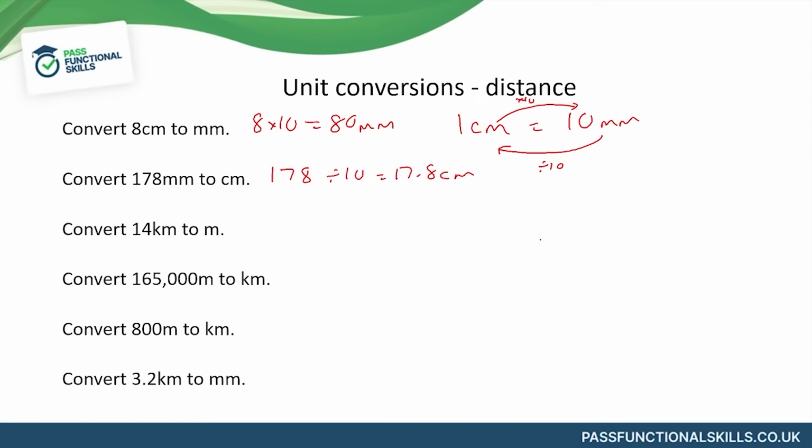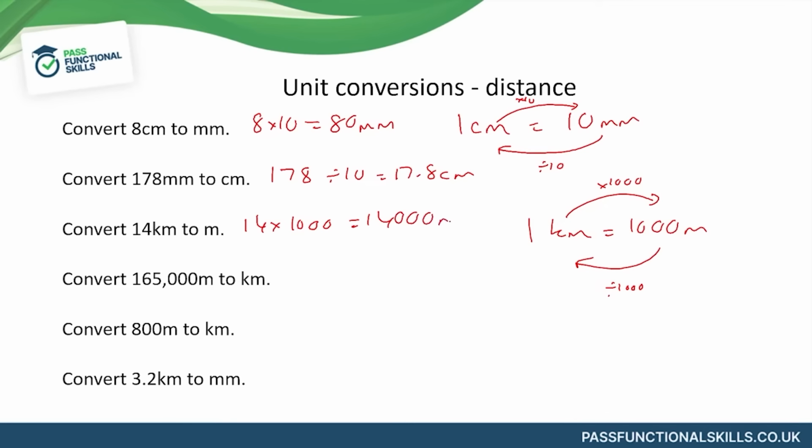For the next conversion, we need to remember that 1 kilometre is 1,000 metres. So when we're converting from kilometres to metres, we are multiplying by 1,000, and when we're converting from metres back to kilometres, we are dividing by 1,000. So 14 kilometres to metres, we're multiplying by 1,000, so 14 times 1,000, that is 14,000 metres.